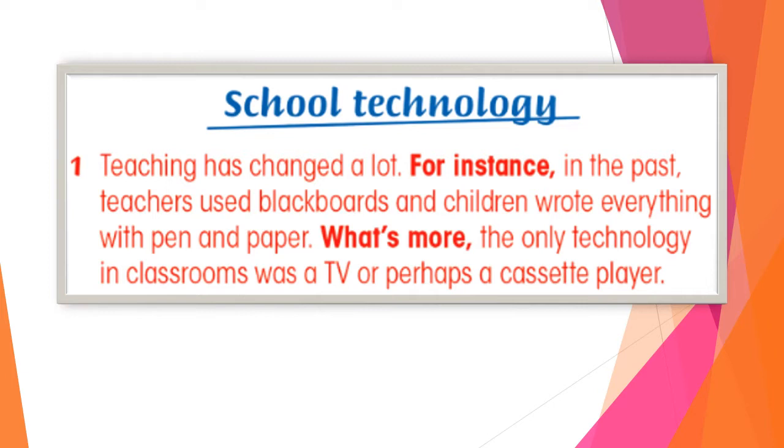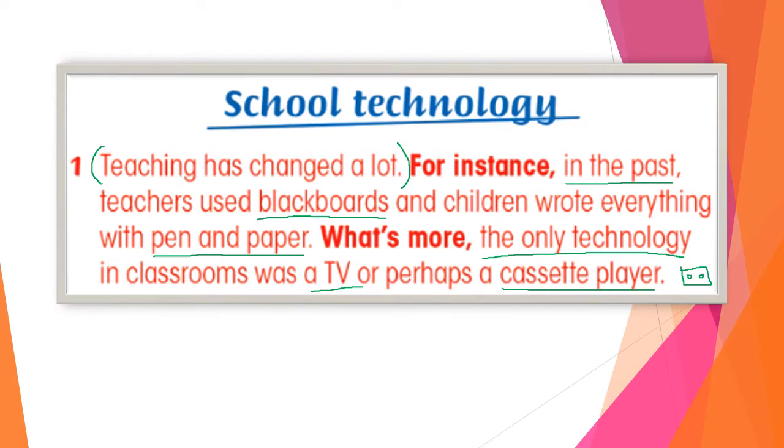Okay, so what's being talked about in this paragraph? Here we see our topic sentence, teaching has changed a lot. We see what technology was like in the past, right? Teachers used blackboards and pen and paper are what people wrote with. And we also see that the only technology in classrooms was a TV or a cassette player. A cassette is a tape, right? If you've ever used one of those before.